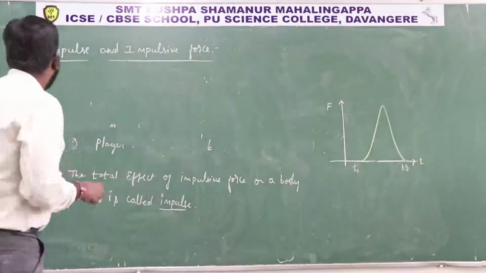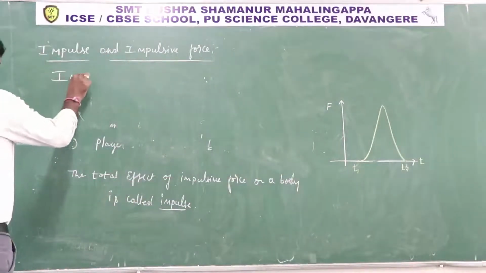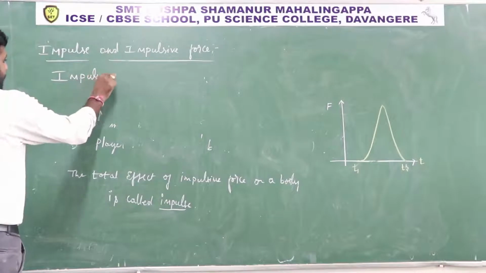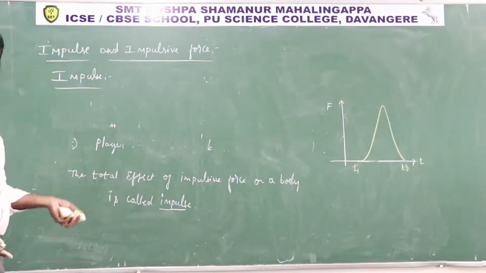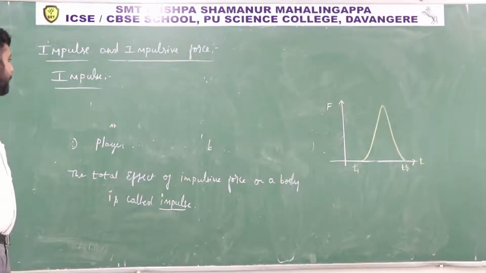Here I'll define this impulse. So you came to know one definition: the total effect of an impulsive force is called an impulse. That is also right. So we can define impulse like this also.